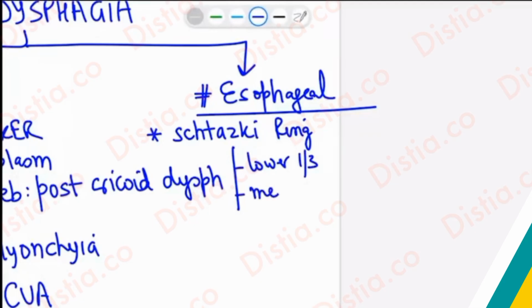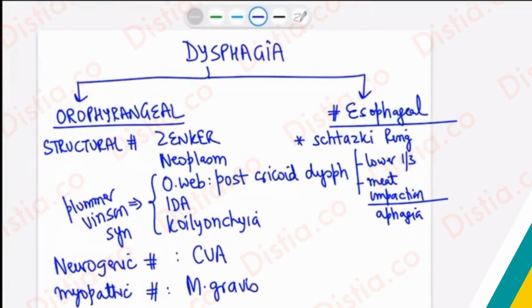Do remember the fact that Schatzki's ring is not a pre-malignant condition, it's just a malformation that will contribute to dysphagia in the patient. In fact, due to meat impaction, these people can even develop aphagia and then a possible esophageal perforation as well. That's an important cause to be remembered from the exam perspective.